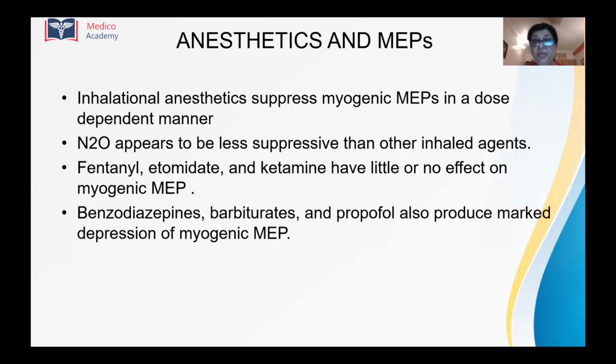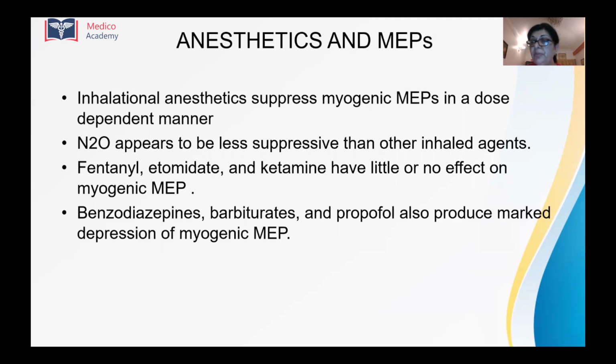Anesthetics and the MEP. Inhalational anesthetics suppress the myogenic MEP in a dose-dependent manner. Nitrous oxide appears to be less suppressive than other inhaled agents. Moderate doses of up to 50% nitrous oxide have been used successfully to supplement other agents during myogenic MEP monitoring. Fentanyl, etomidate, and ketamine have little or no effect on the myogenic MEP and are compatible with intraoperative recording.